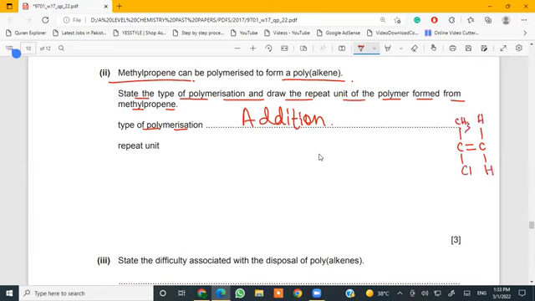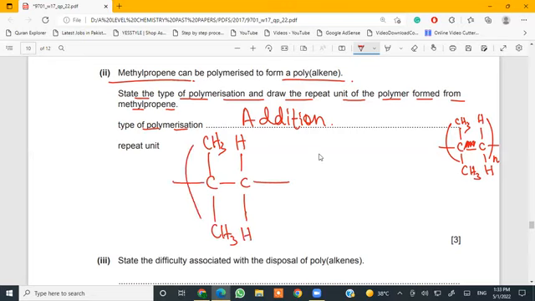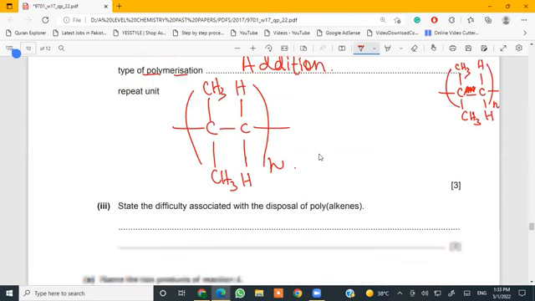So if you have this formula, all you need to do is just open up the ends, remove this bracket, add another bracket and add an n. That's the repeat unit. So carbon, carbon with the methyl and methyl groups up here and down here, with 2 hydrogens up here and down here, with both the ends open and a small n over here. So this is a single repeat unit of this polymer.